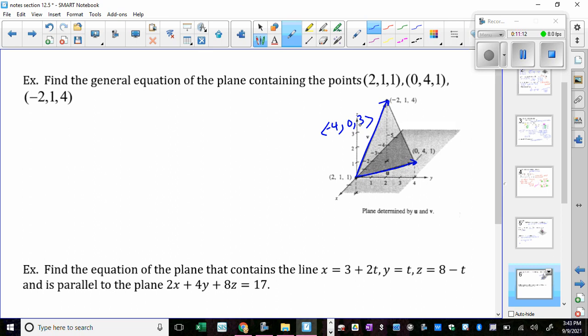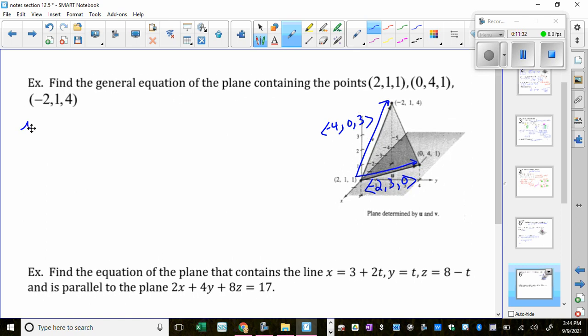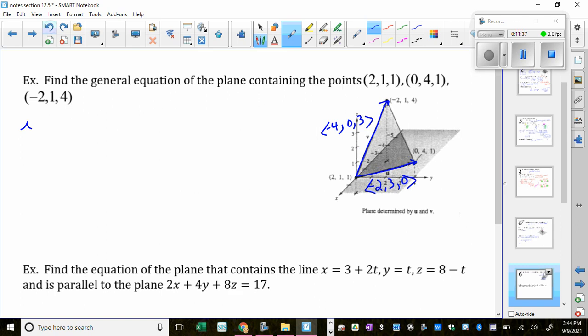Now I'm going to do a vector from 2, 1, 1 to 0, 4, 1. That's vector u, I guess, in this problem. So 2, 1, 1 to 0, 4, 1. 0 minus 2 is negative 2. 4 minus 1 is 3. And 1 minus 1 is 0. Okay, so it doesn't really matter. You can do either way. So we're just going to go ahead and do the cross product.